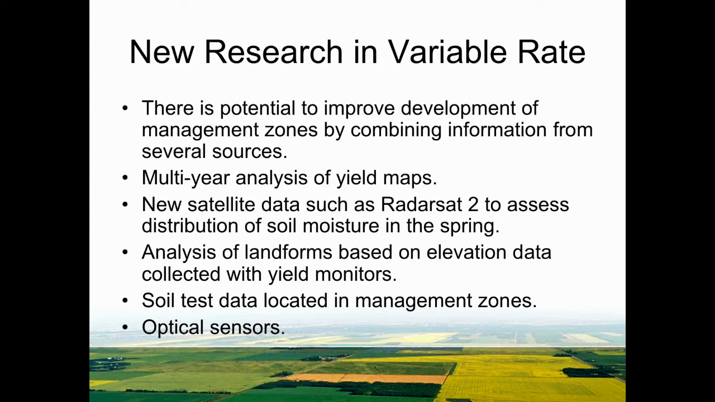So I've talked a lot about the management zones and the emphasis on combining information from several sources. The multi-year analysis of yield maps is crucial to this analysis. In other words, identifying where you have consistently high production and consistently low production. The use of new satellite data such as RadarSat-2, it's a C-band on that particular satellite, to look at the distribution of soil moisture in the spring, another tool that could be used in variable rate management, and analysis of landforms. And finally, soil test analysis and optical sensors.